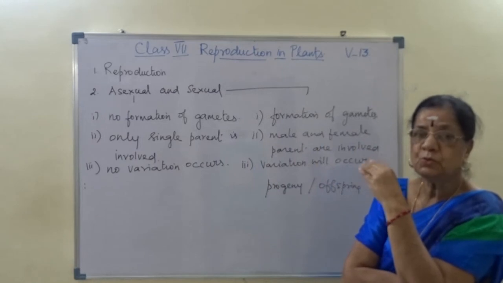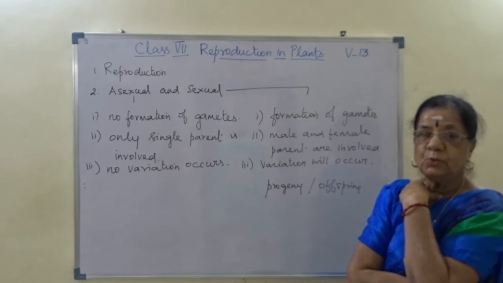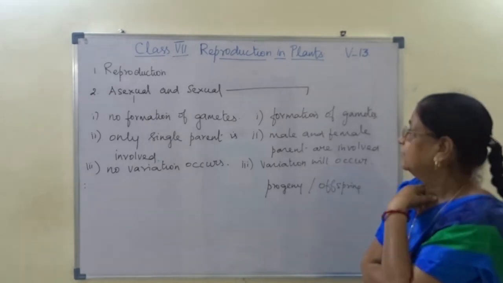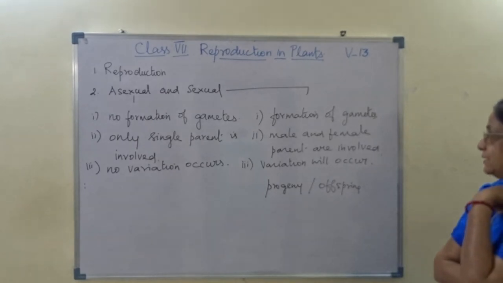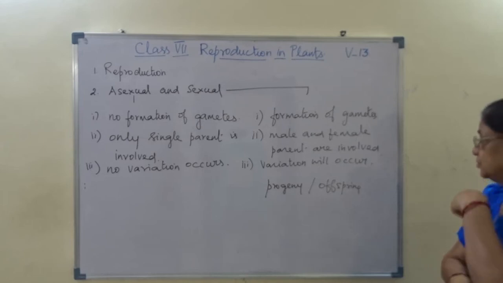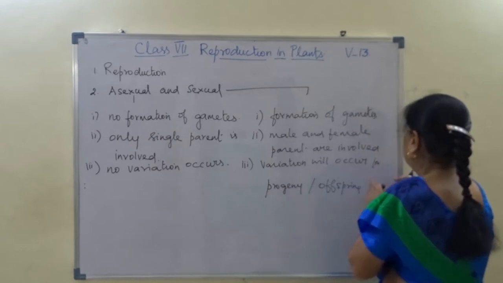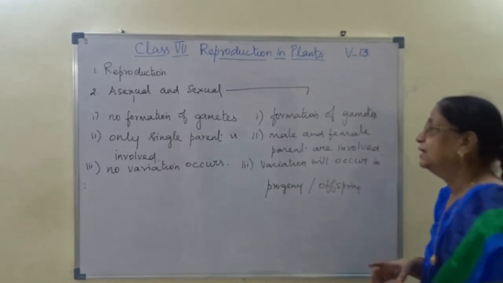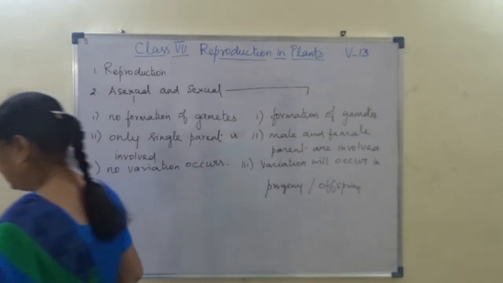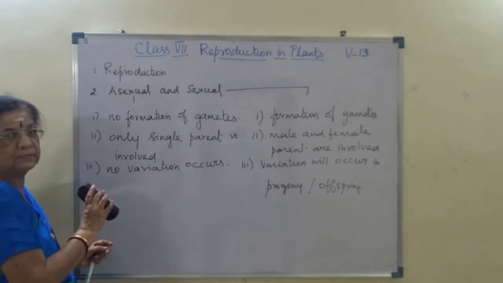Okay, no formation of gametes. Only a single parent is involved, no variation occurs. Whereas here, formation of gametes, male and female parent are involved, variation will occur in the progeny or offspring. So this is the difference between sexual and asexual reproduction. Are you clear? Note it down.